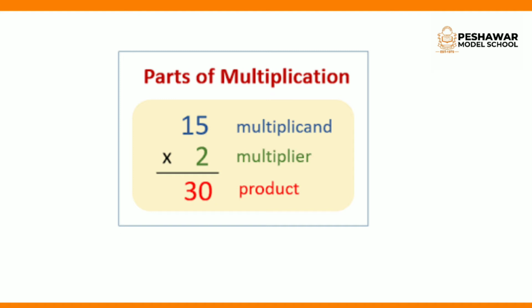Students, 15 and 2 are also called the factors of 30. Why? Because 30 is exactly divisible by 2 and 15, means 30 is coming in the table of 2 and 15. So these both numbers are also called the factors. 15 is the multiplicand, 2 is the multiplier, and the answer we get from the multiplication process is called the product. Clear?